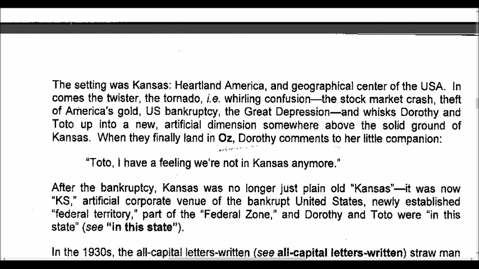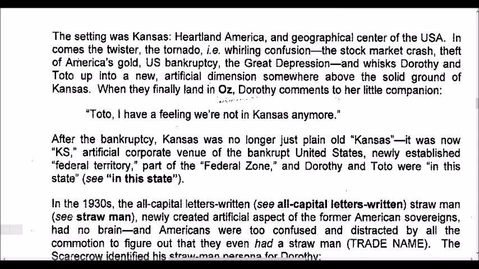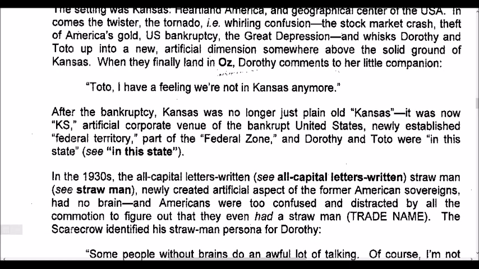ground of Kansas. When they finally land in Oz, Dorothy comments to her little companion, quotes, "Toto, I have a feeling we're not in Kansas anymore," unquote. After the bankruptcy, Kansas was no longer just plain old Kansas. It was now KS, capital KS, artificial corporate venue of the bankrupt United States, newly established federal territory, part of the federal zone, and Dorothy and Toto were in this state.